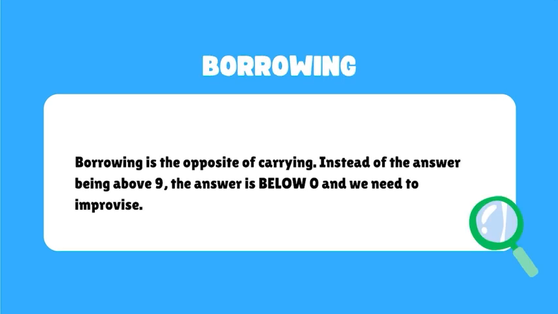Borrowing is the opposite of carrying. In carrying, the answer was above 9. For example, 6 plus 4 is there in the ones place. That gives you 10. So you write the 0 and put the 1 forward. Now, borrowing is the opposite. Instead of the answer being above 9, it is below 0. Remember how I told you about the negative numbers? This is what it is.